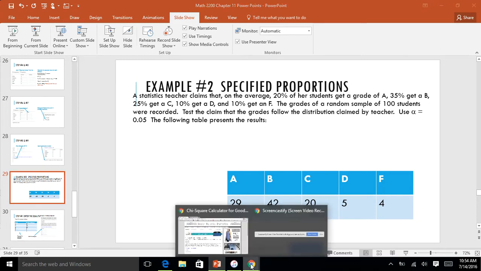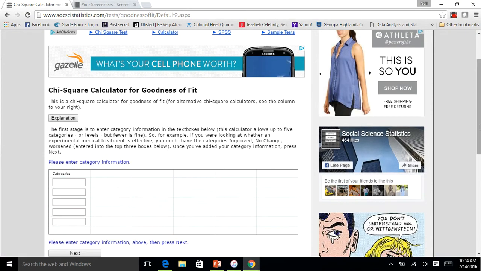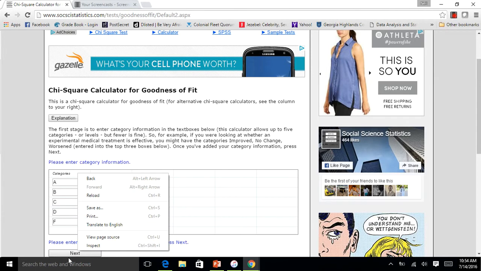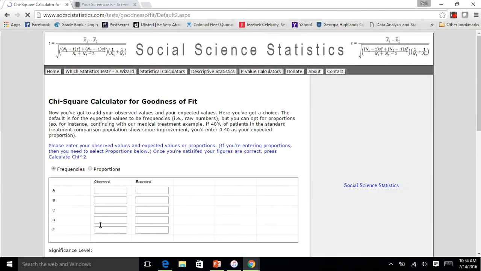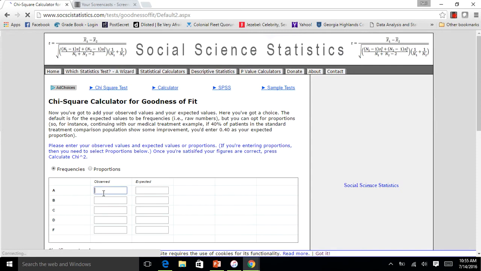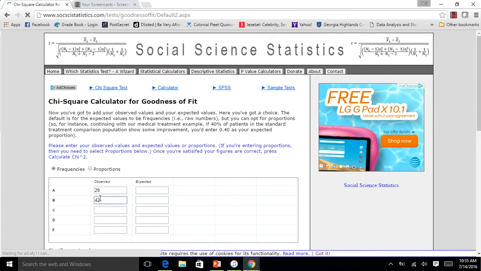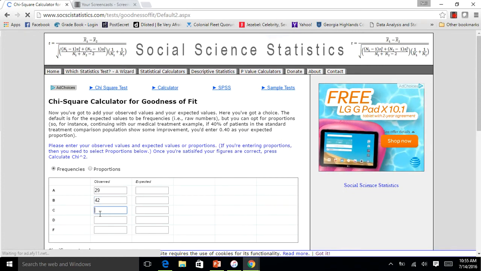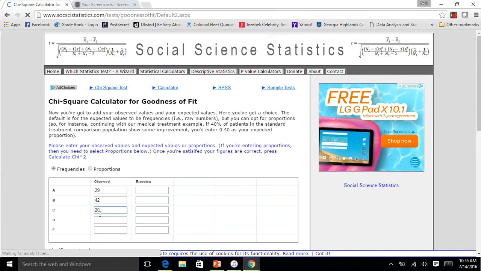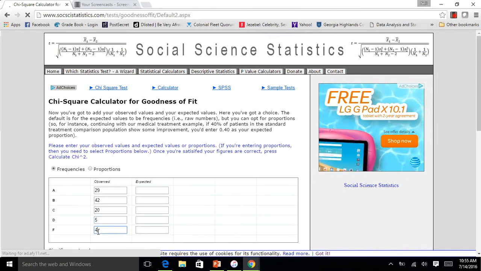So let's go back to the site, and I'm going to put that in. All right, so my categories are A, B, C, D, and F, okay? And then I hit next. Okay, then my observed, remember, was 29 A's, 42 B's, 20 C's, 5 D's, and 4 F's.